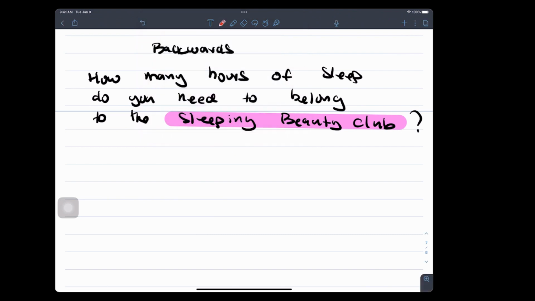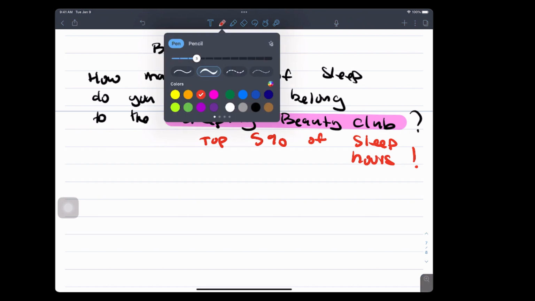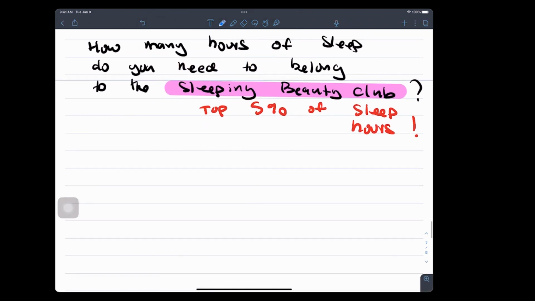What do we mean by that? I have to define the Sleeping Beauty Club because it needs a definition. I'm going to say to you guys, here's what you need to belong to the Sleeping Beauty Club. Maybe you're in the top, what, 5% of sleep hours. Okay. Top what? The top 5%.